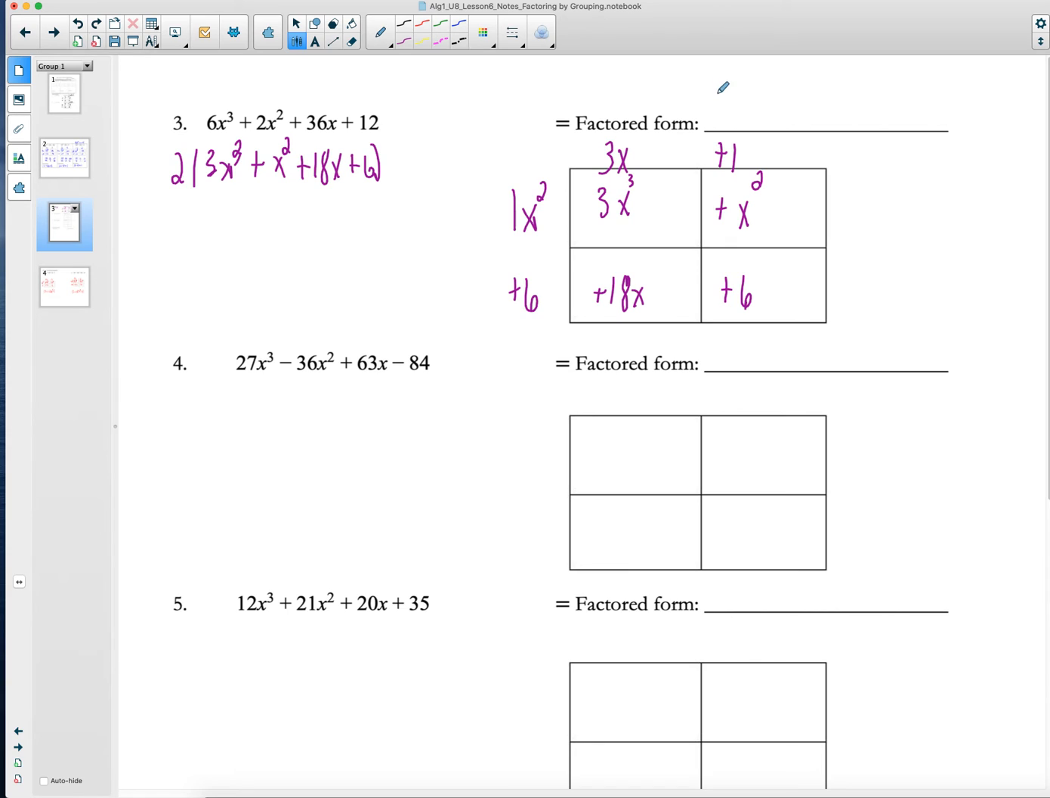Now, once again, we did take a GCF out at the beginning, so we want to include that when we write it in factored form. So 2, and then we have our 3x plus 1, and then we have our x squared plus 6. All right, so there we go.